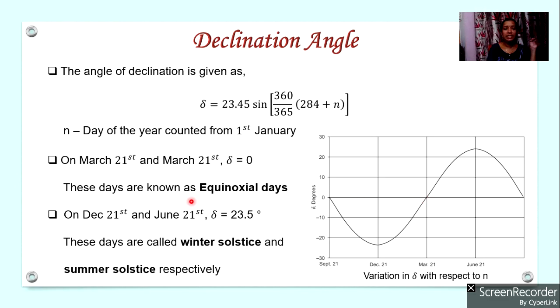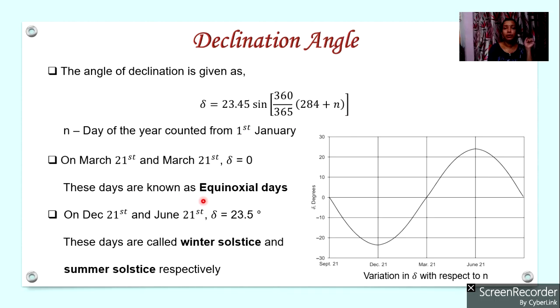These days are known as equinoctial days. March 21st and September 21st are known as equinoctial days. If we substitute the value of n corresponding to September 21 in this equation, we will get delta as 0. Similarly, for March 21st also, delta will be 0 if we substitute values in this equation.